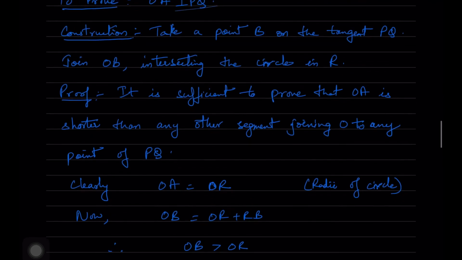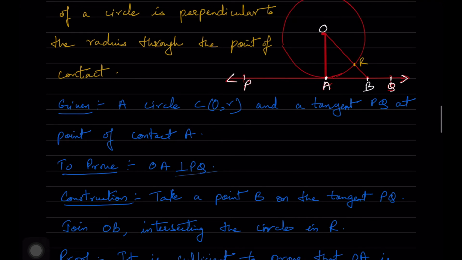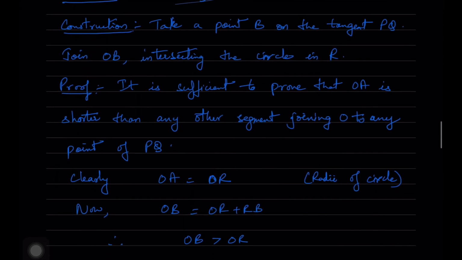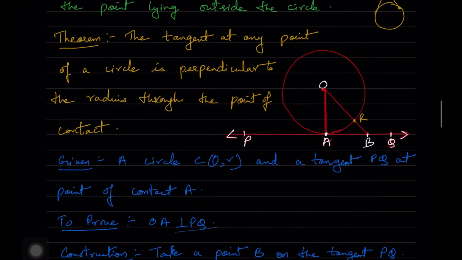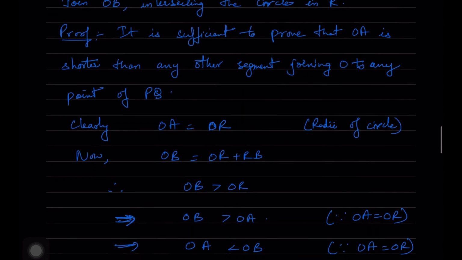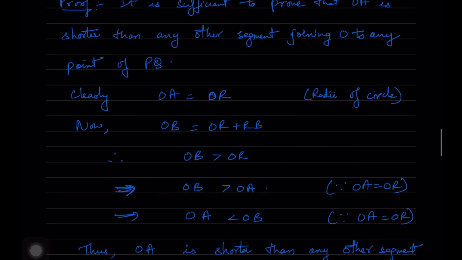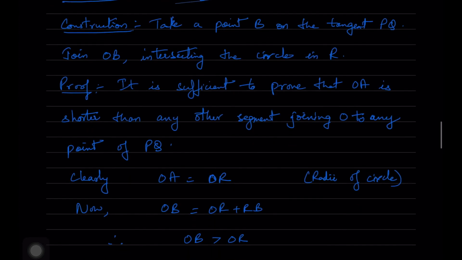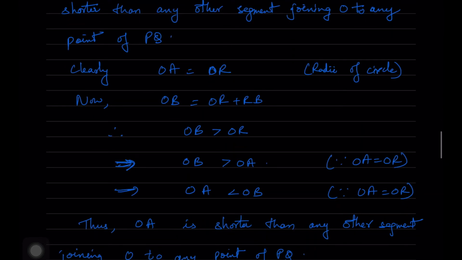So now here it is sufficient to prove that OA is shorter than any other segment joining O to any point of PQ. So clearly OA is equal to OR. Why? Because they are radii of the circle. Now OB is equal to what? OR plus RB. So therefore OB is definitely greater than OR, because here you have OB equal to OR plus RB. So OR is nothing but the radius, isn't it? So therefore OB is definitely greater than OR.